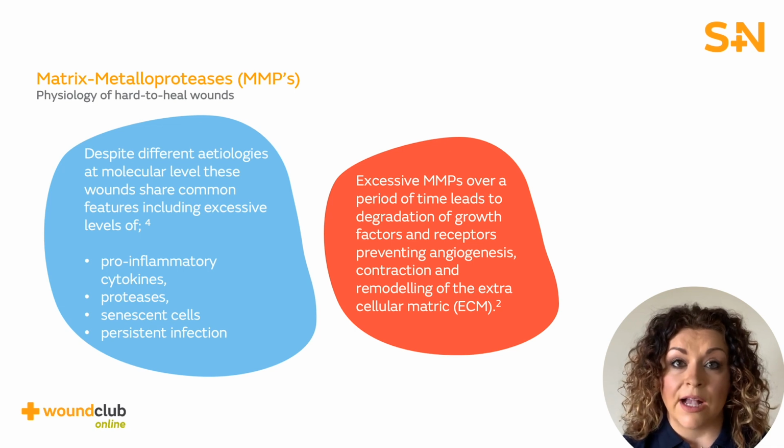Typically, MMPs help break down damaged tissue to prepare for new, healthy tissue to be created. However, in hard to heal wounds, these MMPs are present in increased levels. Excessive MMPs over a period of time leads to degradation of growth factors and receptors, preventing angiogenesis, contraction, and remodelling of the extracellular matrix.